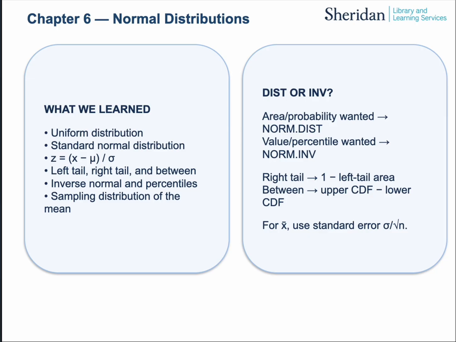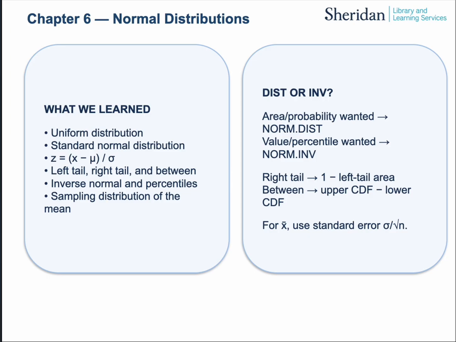Another area where many students lose marks was using the correct Excel function. If the question asks for a probability or an area under the curve, you should use NORM.DIST. For example, if the question asks, what is the probability that a student's score is less than 80? You are looking for area, so NORM.DIST is the correct function.